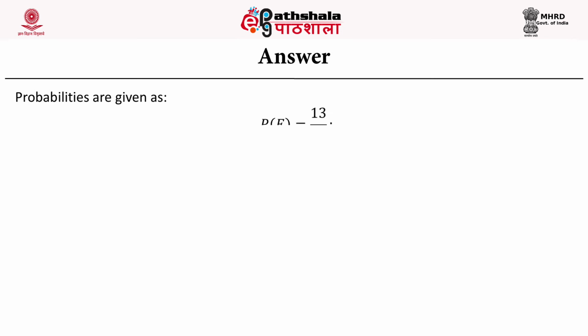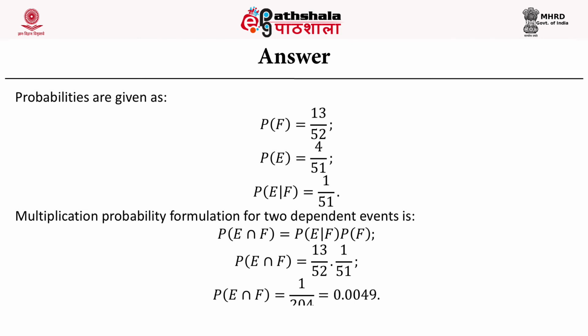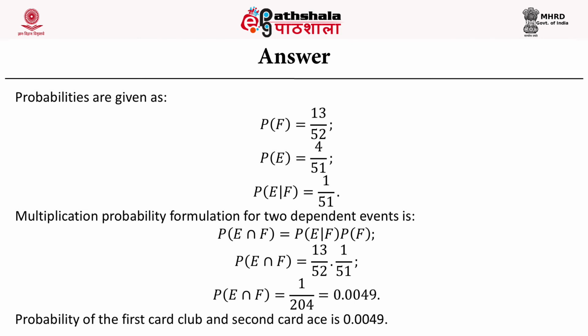The probabilities are given here as probability of F is equal to 13 by 52, probability of E is equal to 4 by 51, and probability of E given F is equal to 1 by 51. The multiplication probability formulation for two dependent events is probability of E intersection F is equal to probability of E given F into probability of F, and probability of E intersection F is equal to 13 by 52 into 1 by 51. After solving this, the final answer comes out to be 0.0049. That means the probability of first card club and second card ace is 0.0049.